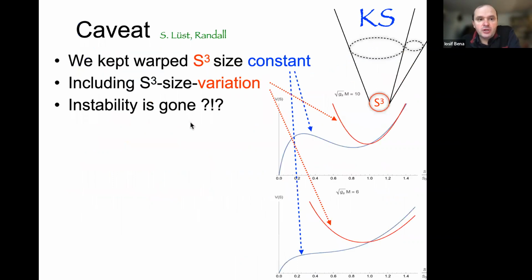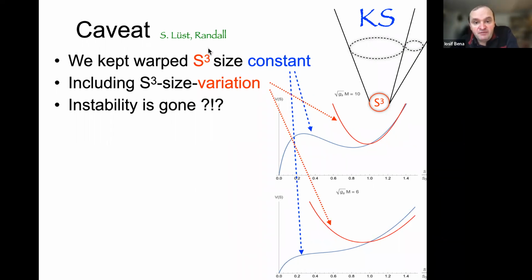However, there's a more careful calculation which was done by Severin Lüst and Lisa Randall, which basically showed that in our calculation, which we did with Severin and Emilian Dudas and Mariana Graña, we assumed the size of the S3 to be constant. So we did this calculation in the Klebanov-Strassler solution, and we looked at the variation of the throat length, but we kept the size of the warped S3 constant. And what they found was that if you include the size of the warped S3 and you allow it to vary, the potential we found, which again looks to be metastable, or here it looks to be unstable, gets a correction, and it actually becomes stable all the time.